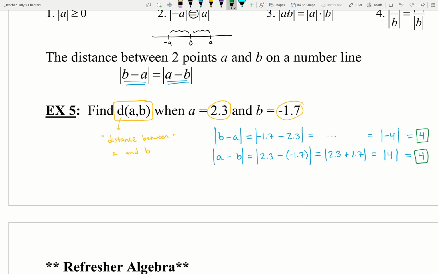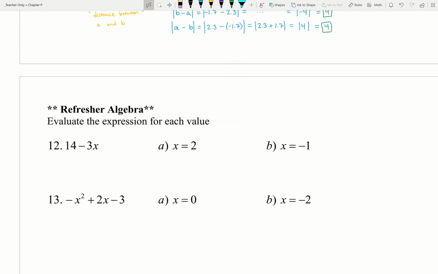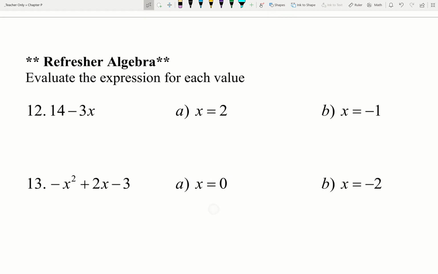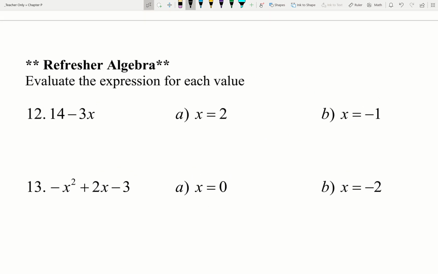So here's just some refresher problems. These are just going to be really quick. Basically, we're evaluating expressions. So this doesn't necessarily have to do a lot with the stuff that we talked about previously in this video, but it does have everything to do with stuff that we're going to continue to do in the course, which is evaluate functions and doing that sort of thing.